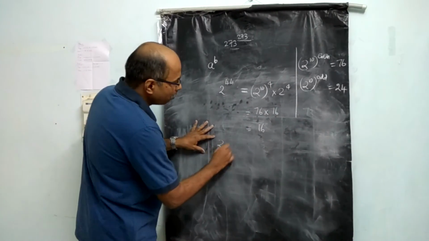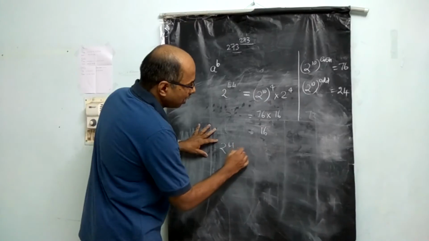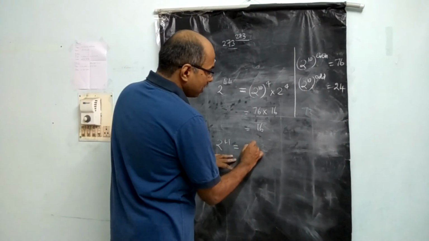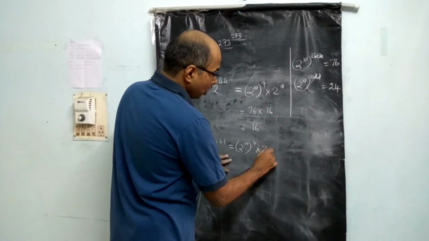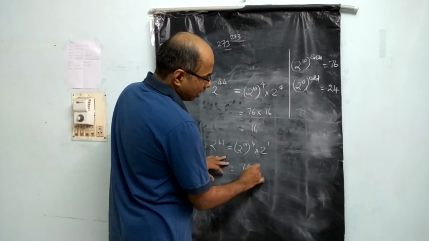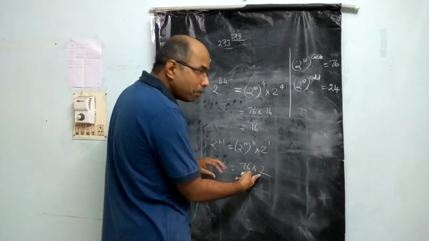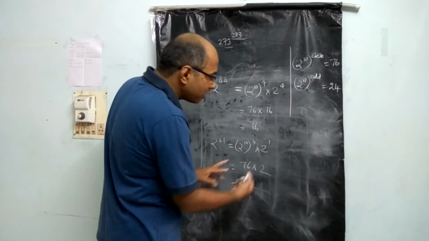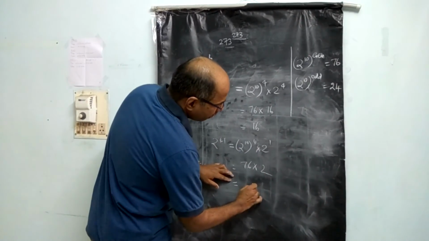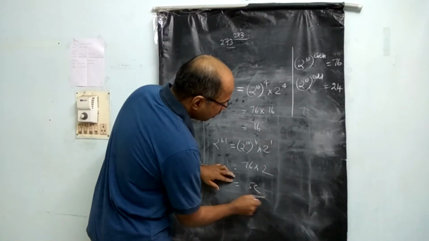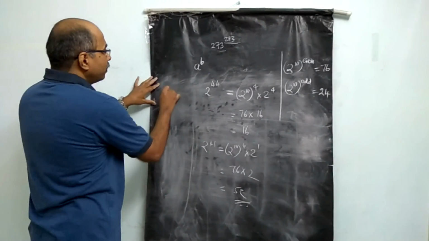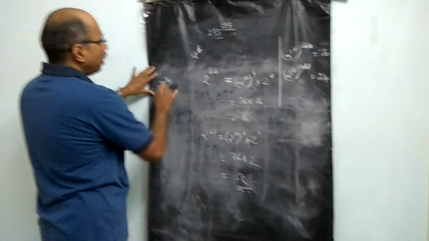So let us take the case of 2 power 41. Let us find the last 2 digits. 2 power 10 power 4 into 2 power 1. 2 power 10, power an even number is 76, into 2. Since this is not a multiple of 4, you can't simply write it as 0, 2. You must multiply. So what is that? So the answer is 52.